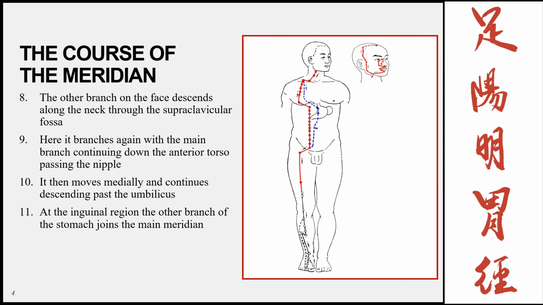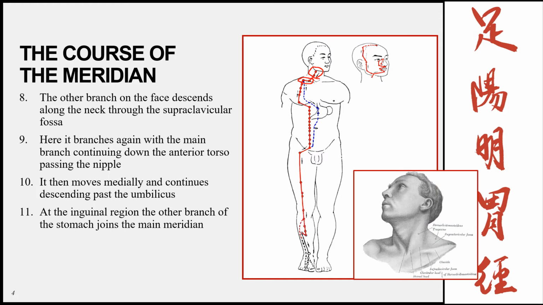And then the descending branch descends along the neck over here and goes through the supraclavicular fossa, which is this portion here. Remember, we talked about it previously. And then it branches again just lateral to the supraclavicular fossa, where one branch moves more interiorly and is shown in the blue dotted line on this image, and the other branch remains on the exterior and is the red line. The main branch continues down the anterior torso, passing the nipple over here.